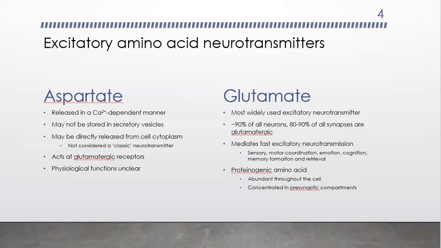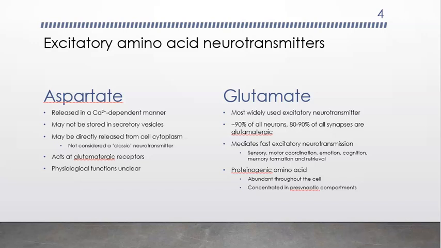Aspartate tends to act on glutamatergic receptors. There aren't aspartatergic receptors; they don't have their own receptors. They act on the glutamate receptors. We also don't know a lot about aspartate, so we don't really know what its physiological functions are. Because we don't know a whole lot about it, we're not going to cover it much in this class, but I do want you to be aware that it's there, and that it's also acting on those glutamatergic receptors. Now, for the rest of the class, we're going to focus on glutamate.